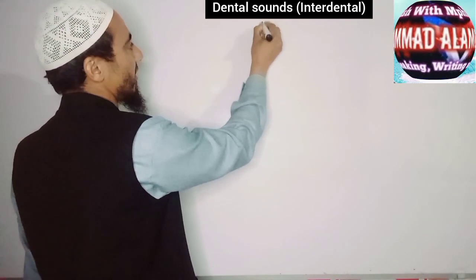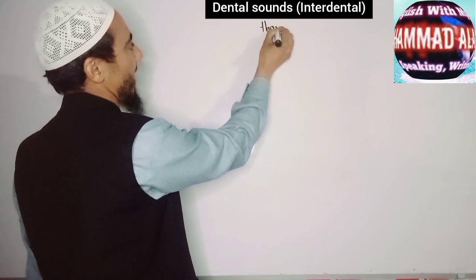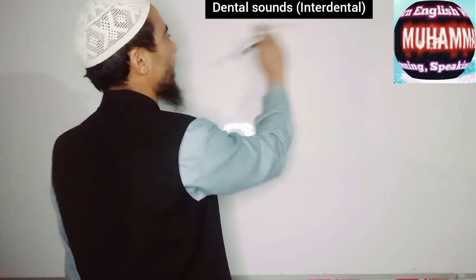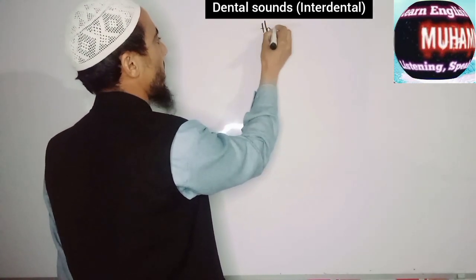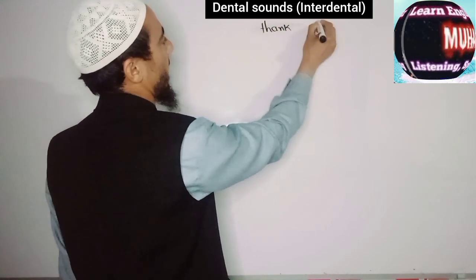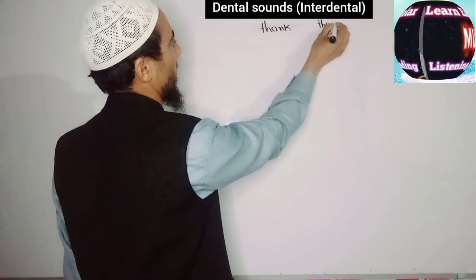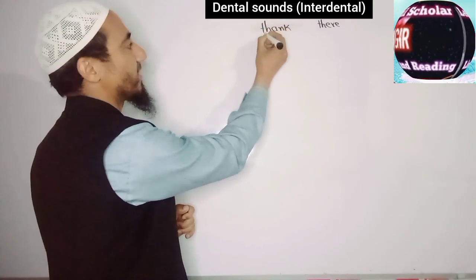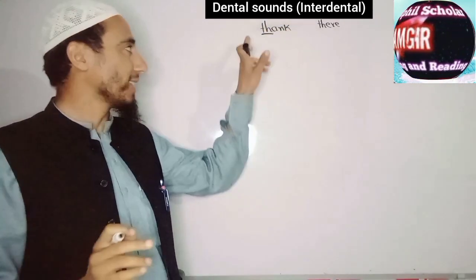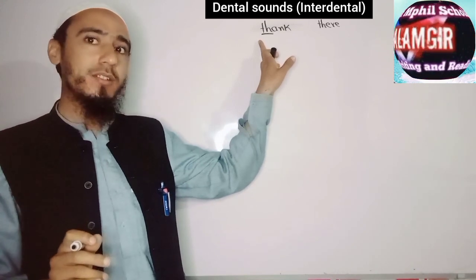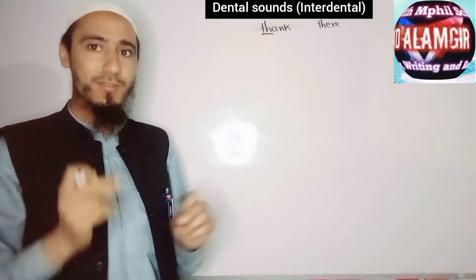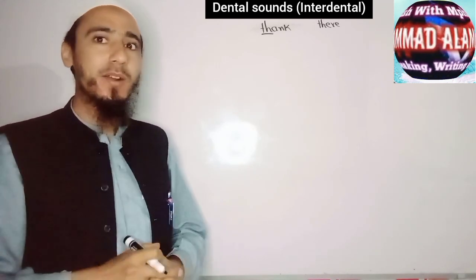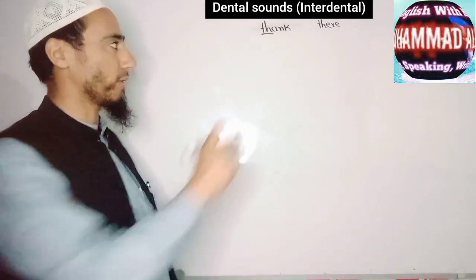So the first word is think. Sorry, it's not clear. The first word is think and the next word is dear. So now listeners and audience, you see this sound. This sound is known as the tha sound. It is produced with the tip of our tongue behind the upper front teeth. So this is the tha sound.